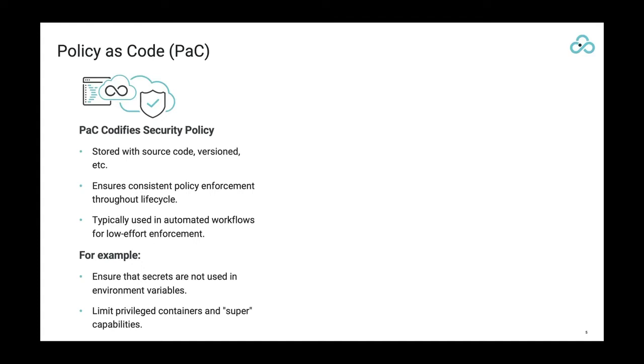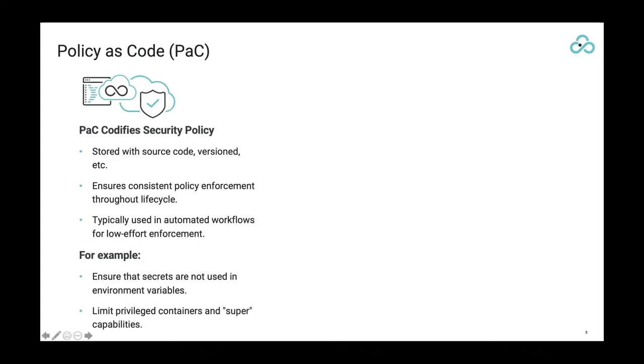And it also is a very good mechanism to do security testing on your GitOps pipeline. Some examples: if you want to ensure your secrets are not used in environment variables, you can include such kind of checks using policy as code within your GitOps pipeline itself. If you want to limit privileged containers from becoming super users or from super capabilities, you can achieve that goal as well, writing policies and embedding them into your lifecycle within GitOps.